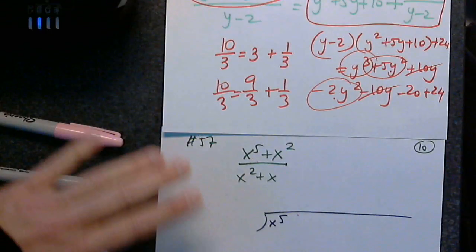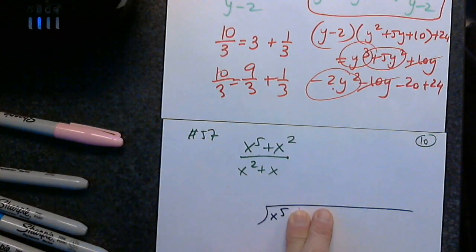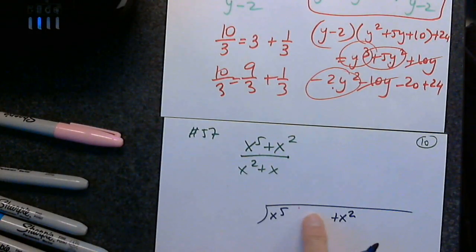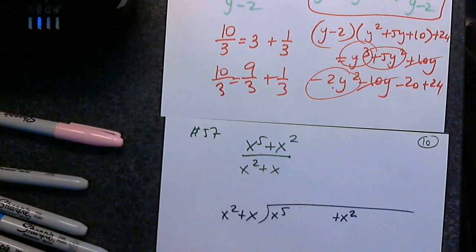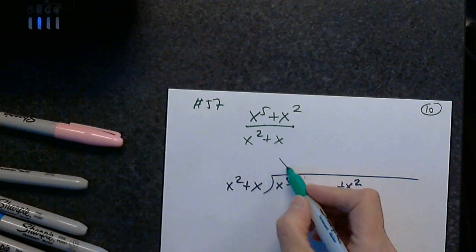So is there a 5th degree? It has to be. Is there a 4th degree? No. Is there a 3rd degree? No. Is there a squared degree, or 2? Yes. Is there a 1st degree? Is there a degree 0? No. Okay, so 2 terms are missing here and 2 terms are missing here. X squared plus x. X squared multiplied by what is x to the 5th? X to the third. Very good.